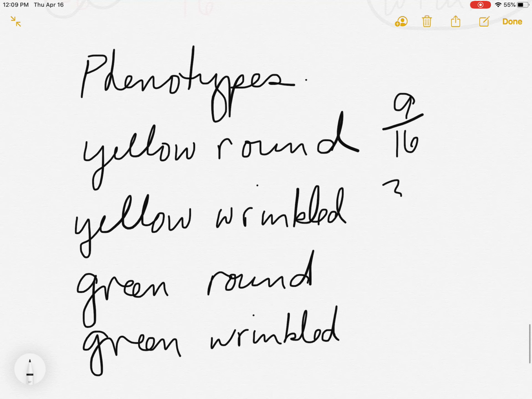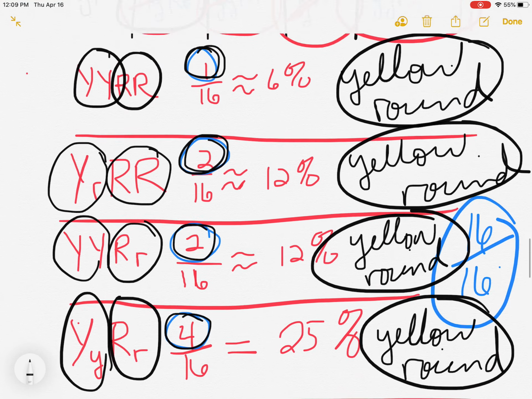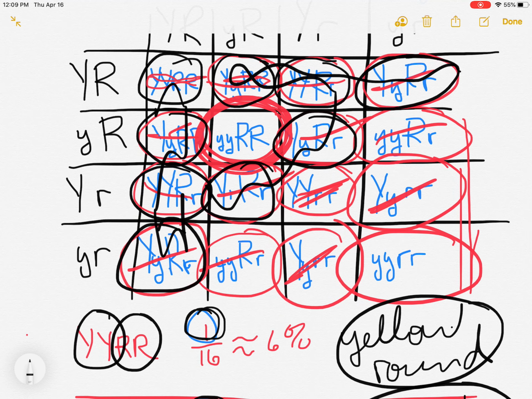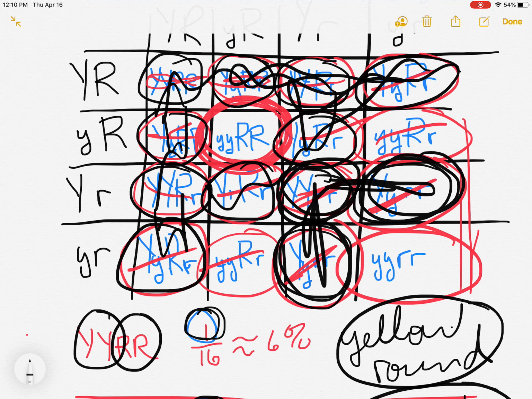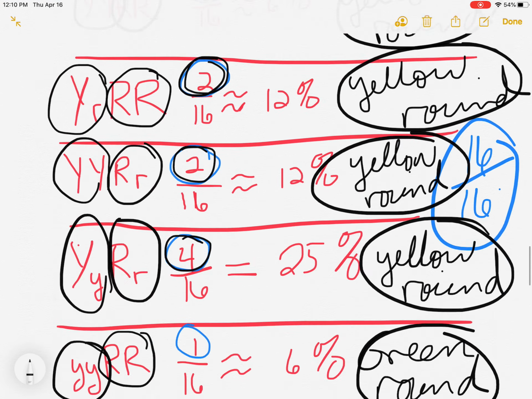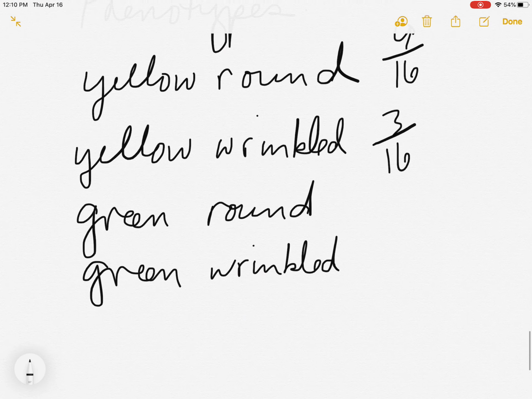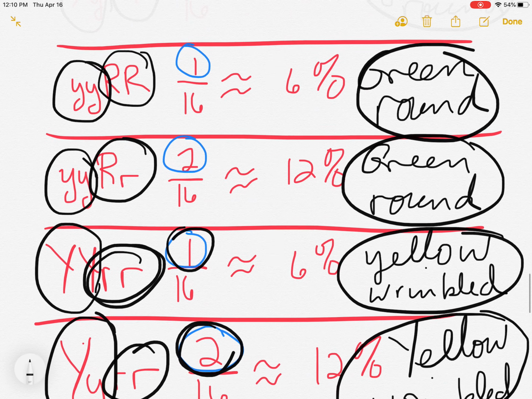Wrinkled and yellow, we had 2 here and 1 here. So that's 3 out of 16, right? 3 out of 16. If you do it on the square, wrinkled and yellow means 2 small r's and at least 1 capital Y, right there, and right there, and right there. Those 3. So I'm going to cross out all the ones that we've already taken care of. So that was 3 and 16.